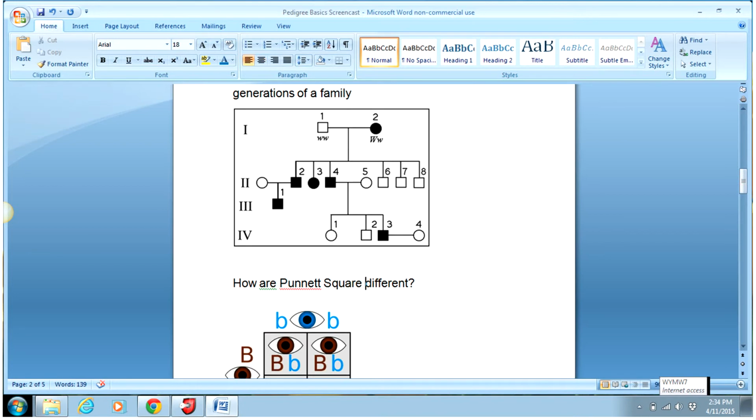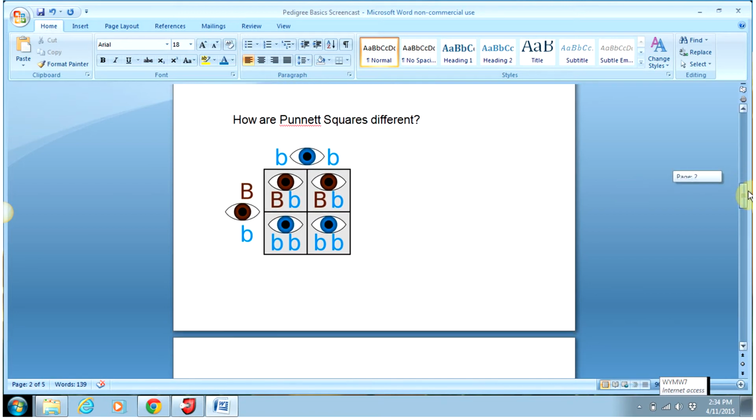Well, how are Punnett squares different from a pedigree chart? Well, a pedigree chart, as you can see, shows multiple generations, whereas a Punnett square only allows you to predict the passing of a trait from parents to offspring, shown in the box.